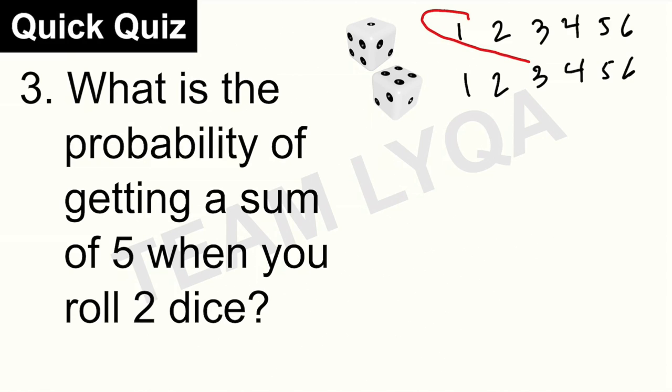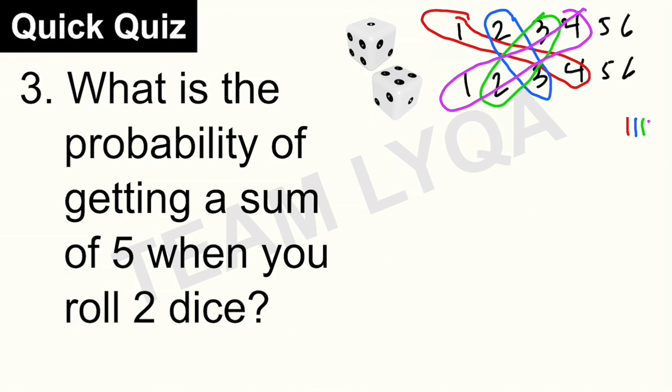So you have here 1 and 4. That is 1. Tapos pwedeng 2 and 3. Okay? That is another 1. Pwedeng 3 and 2. Okay? That is another 1. And then we have itong 4 and 1, which gives us another 1. Hindi na pwedeng 5 and 1 kasi dalawa yung dapat na i-roll mo. So hindi na pwedeng ganon kasi lalampas yung magiging 6 na yan. So, ibig sabihin, 4 na occurrences yung pasok sa standards natin. So, we have 1 and 4, 2 and 3, 3 and 2, and 4 and 1.